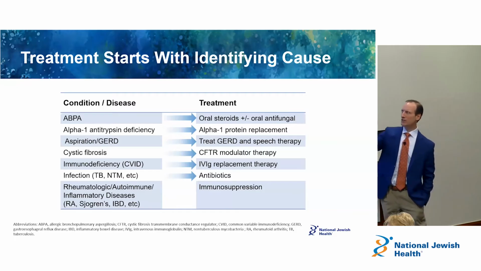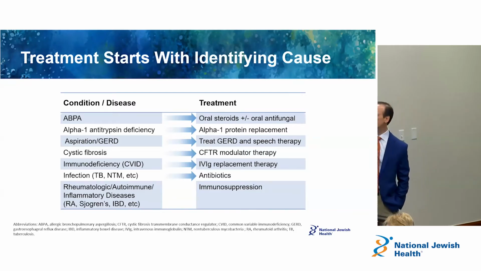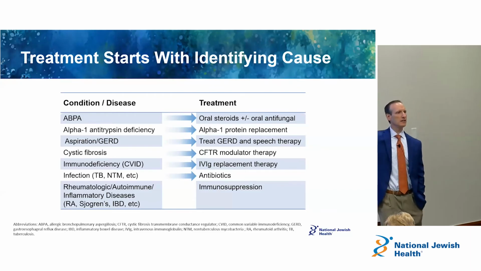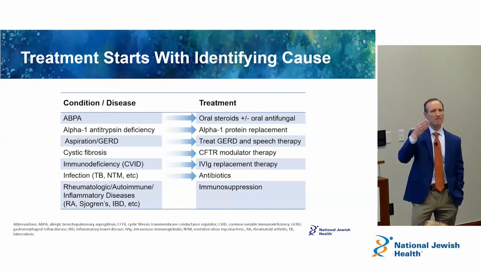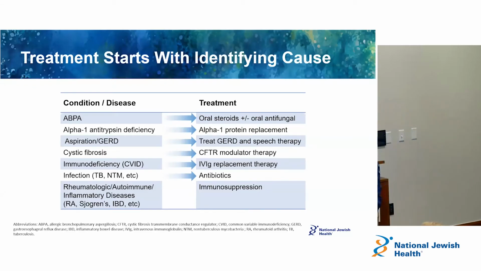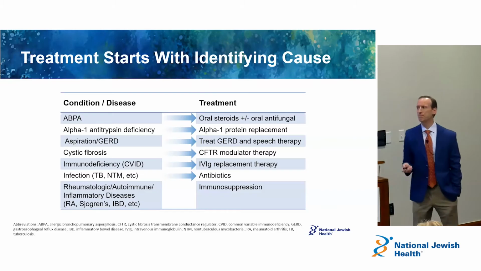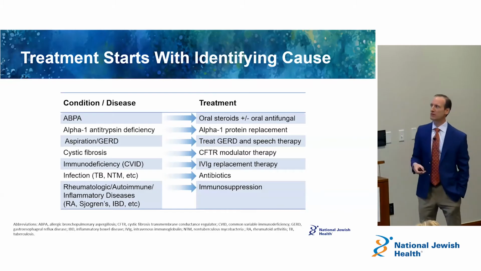And I stop here, obviously, because this is the non-tuberculous mycobacterial conference. And so one of the causes is non-tuberculous mycobacteria. And if we can find that because we looked for it, because we got sputum cultures, we can then target therapy for that specifically with antibiotics. And then we talked about the rheumatologic.